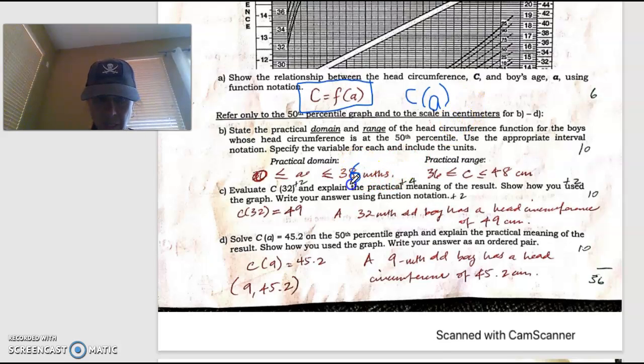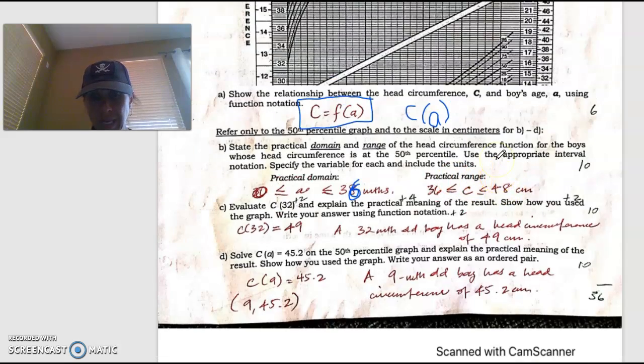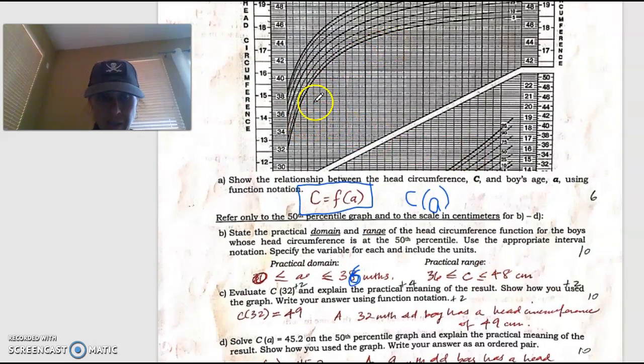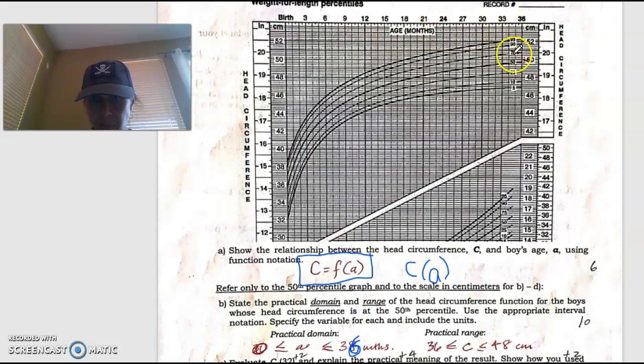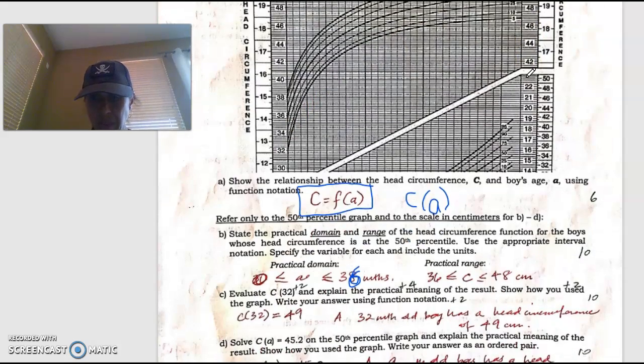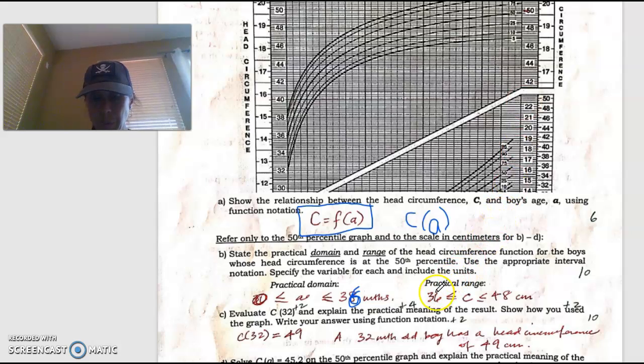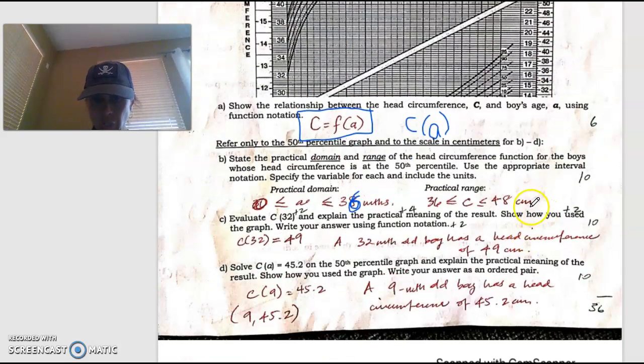And the practical range. Again, I'm looking at the values it starts at. Now, this particular version says looking at the 50th percentile, and you'll notice the lowest value happens to be 36, and the highest value happens to be, and I would take anything close, but somewhere between 36 and 48. You've got to pay attention to what that graph's lowest output values are, and the highest output values. And make sure the units are attached.